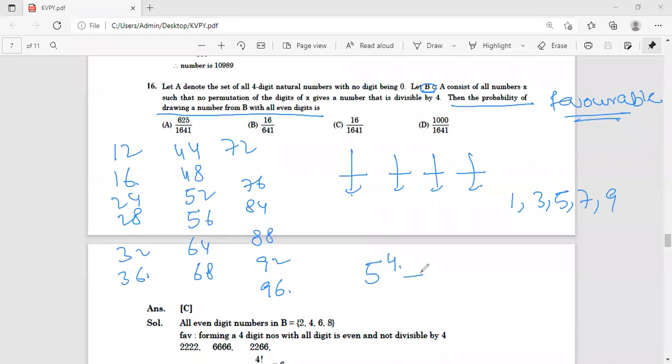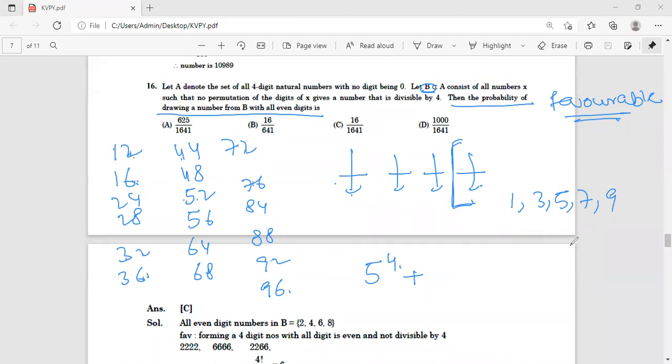Now I can have one digit even. Observe that with 1, 2 and 6 cannot come. If 1 is present, 2 and 6 cannot come. With 3, 2 and 6 cannot come. With 5, 2 and 6 cannot come. With 7, 2 and 6 cannot come. With 9, 2 and 6 cannot come.